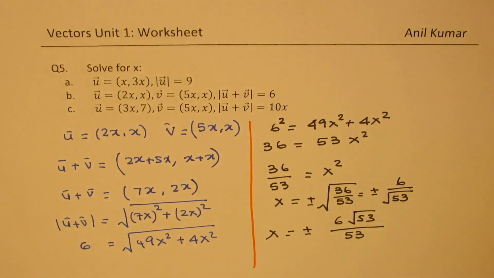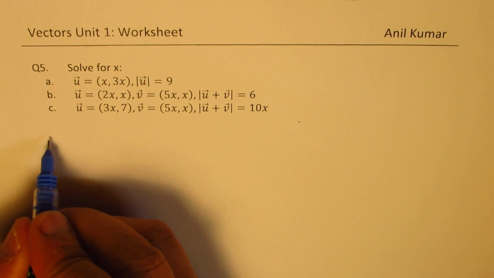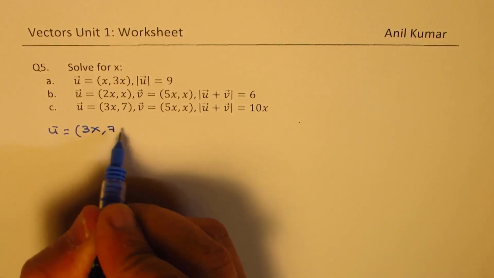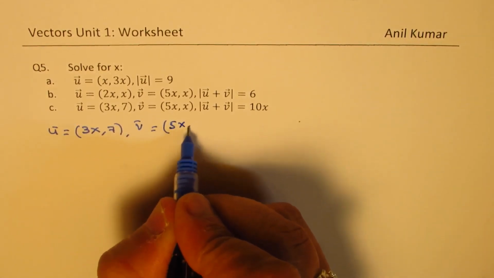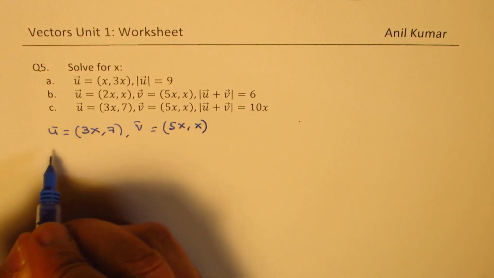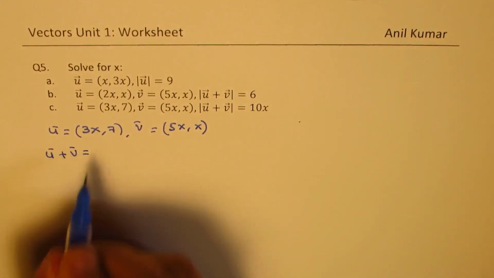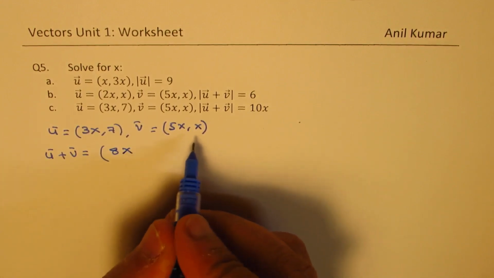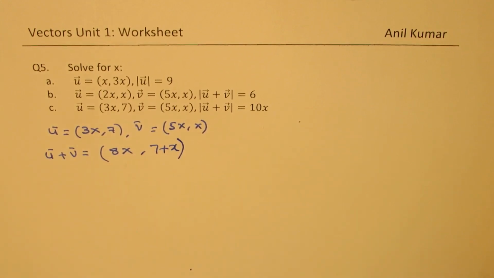Here is my solution. Now let's take up 5c. We're given these two vectors. Vector u is (3x, 7). Vector v is (5x, x). Their sum, vector u plus vector v, is going to be, we'll add these components, 8x, and then we have 7 plus x, correct? So that becomes the sum of this vector.